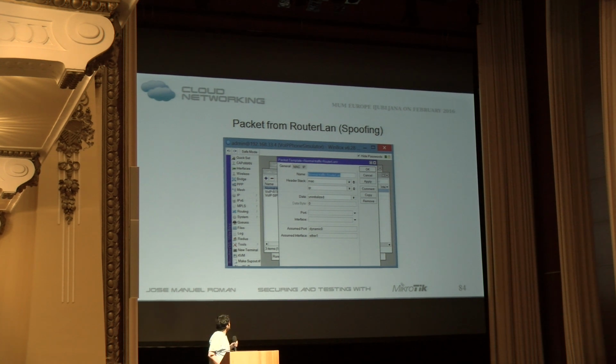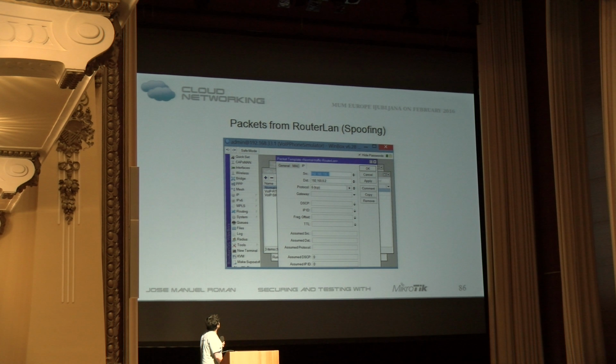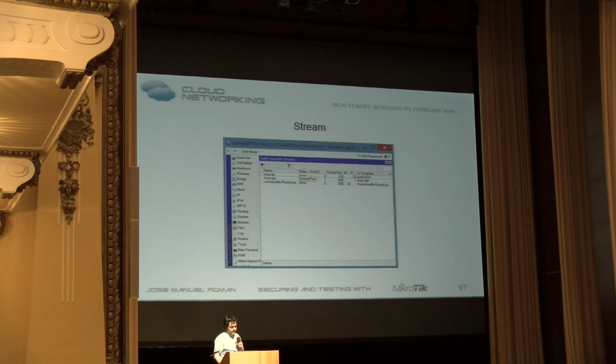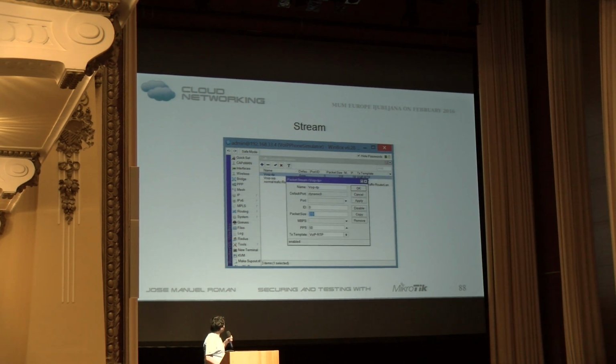Okay. Now, we try to spoof the LAN network. We put the addresses of the other router to simulate the other router. And finally, we send the packet. We can stabilize the packet size and the packets per second. In this case, 50 packets per second.